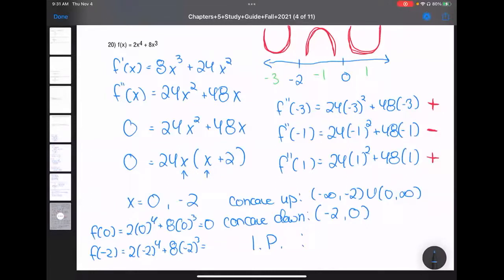So that's 2 times 16, which equals 32. And then 32 minus 64, it looks like, because that's -8 times 8. So 32 minus 64 is -32, which would give us our inflection points at 0, 0, which we found there, and -2, -32.